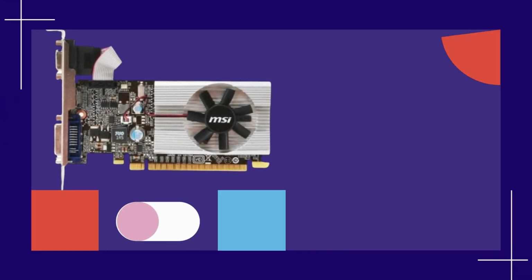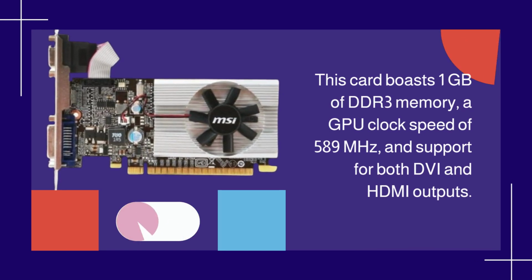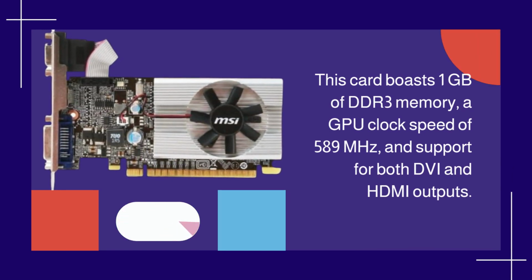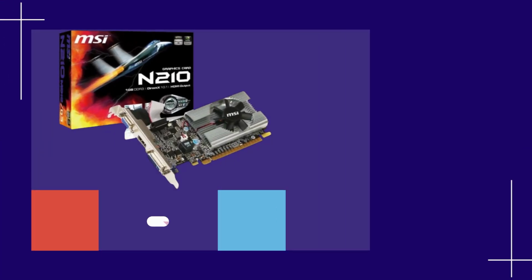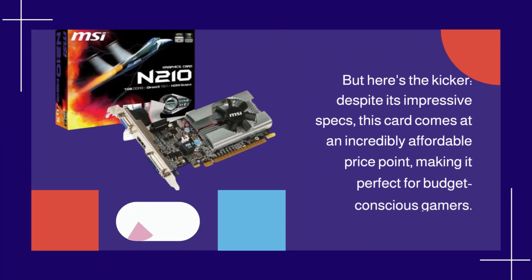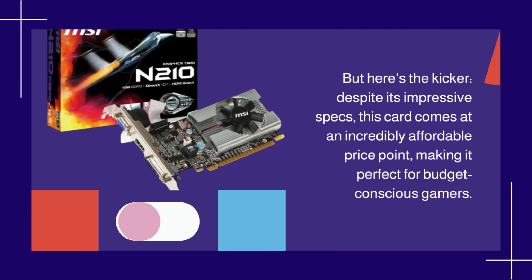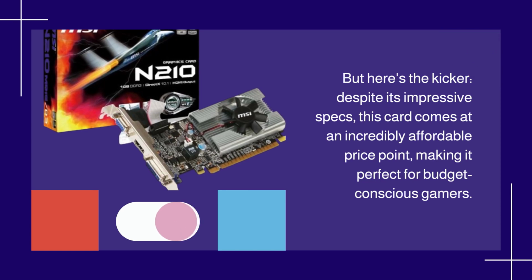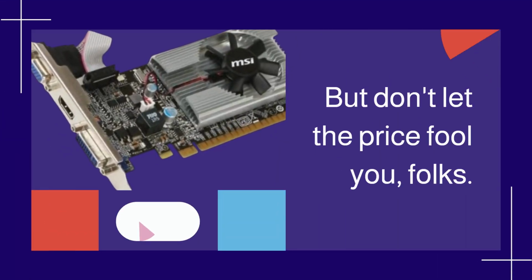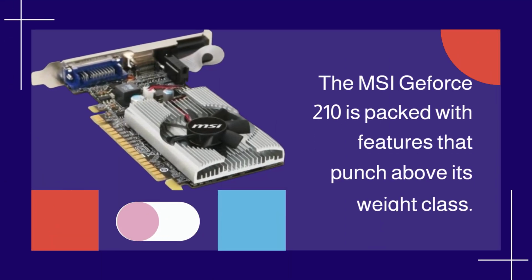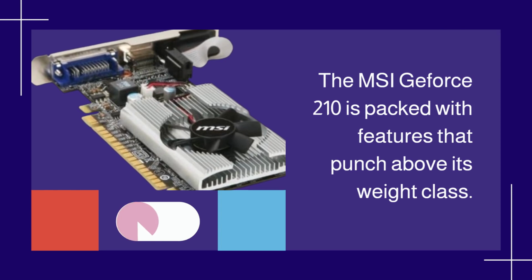This card boasts 1GB of DDR3 memory, a GPU clock speed of 589MHz, and support for both DVI and HDMI outputs. But here's the kicker. Despite its impressive specs, this card comes at an incredibly affordable price point, making it perfect for budget-conscious gamers. But don't let the price fool you, folks. The MSI Geforce 210 is packed with features that punch above its weight class.